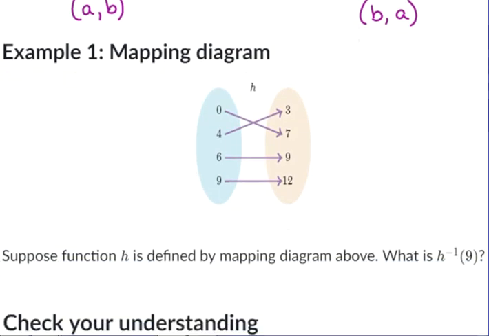Here's another mapping that we have. We have all numbers this time. It says, suppose the function h is defined by the mapping above. What is h inverse of 9? Okay, h inverse of 9. Well, that's the x value of the inverse.